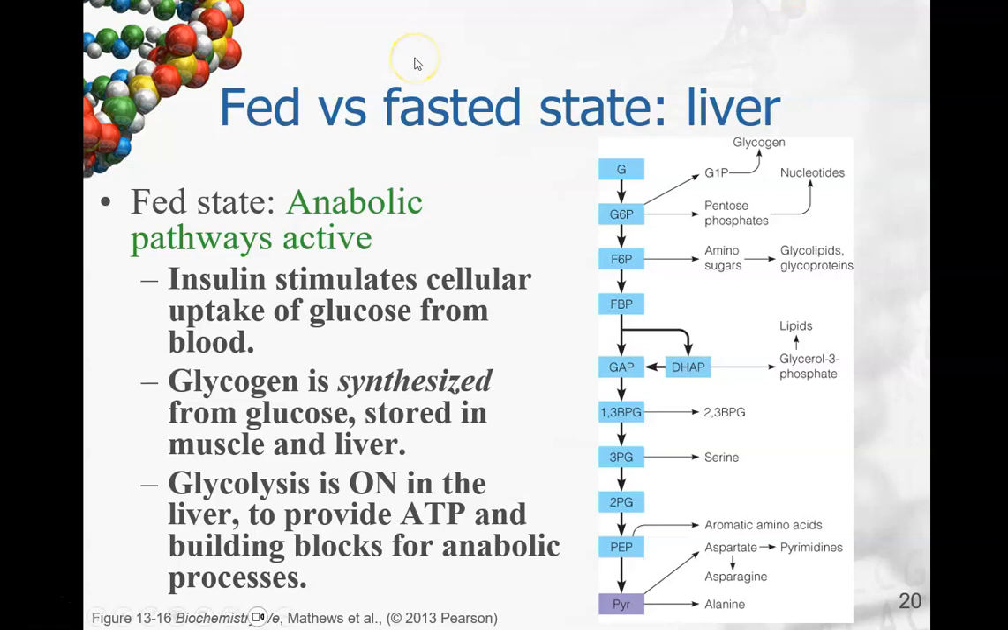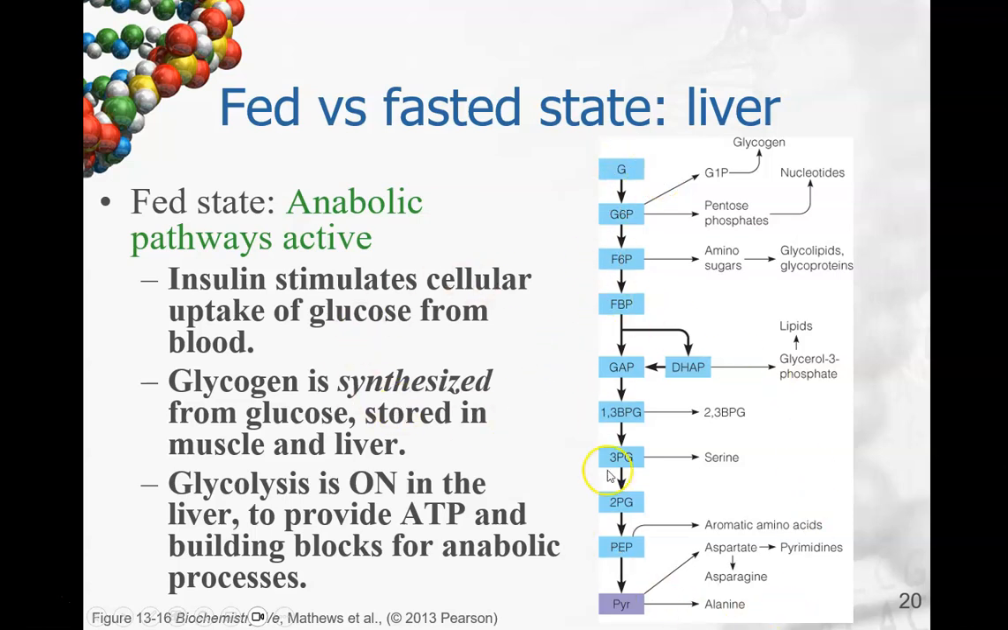So again, fed versus fasted. When we are fed, anabolic pathways are active. And this is a good figure that shows this. It shows glycolysis, glucose to pyruvate, which makes 2 ATP, as we talked about before. But notice how we can sort of siphon off a lot of these intermediates and make glycogen and lipids and nucleotides and lipids and more lipids and amino acids. We can make all of these things.